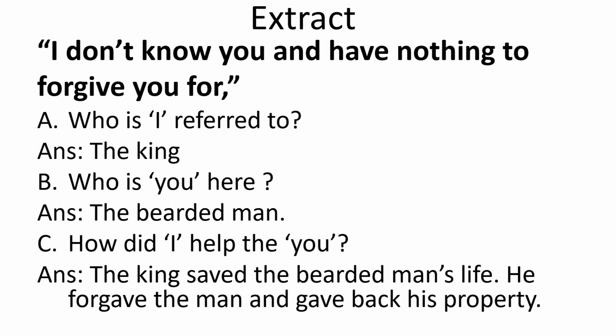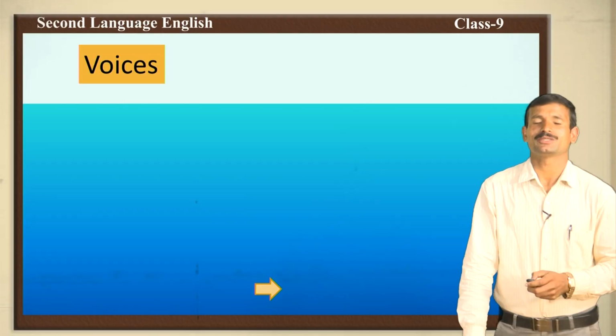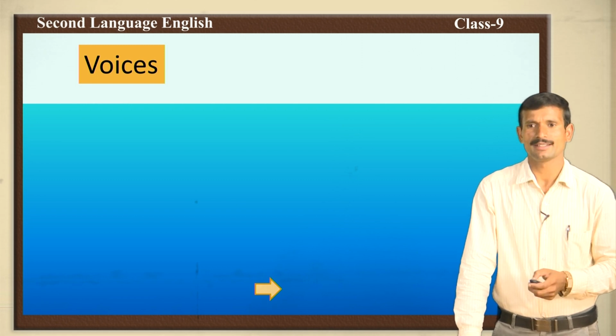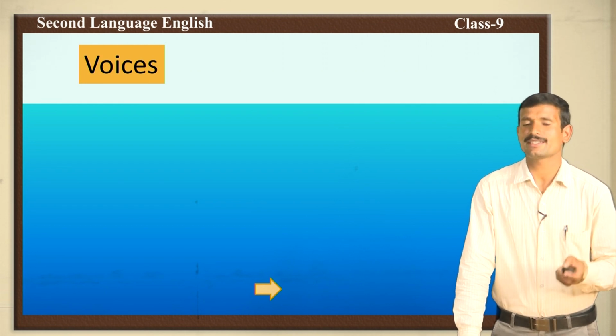He forgave the man and gave back his property. This is the answer for the third question. Now, let us move to the voices. Today, we will discuss the present and past progressives or the continuous tenses.